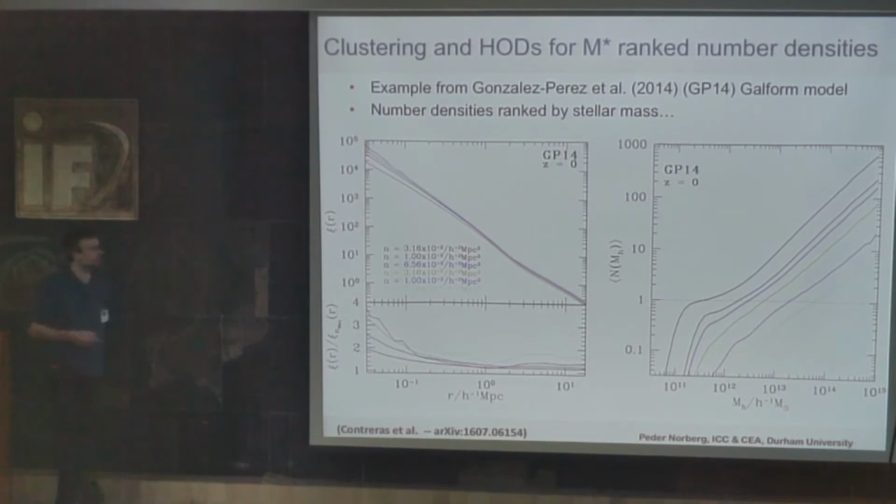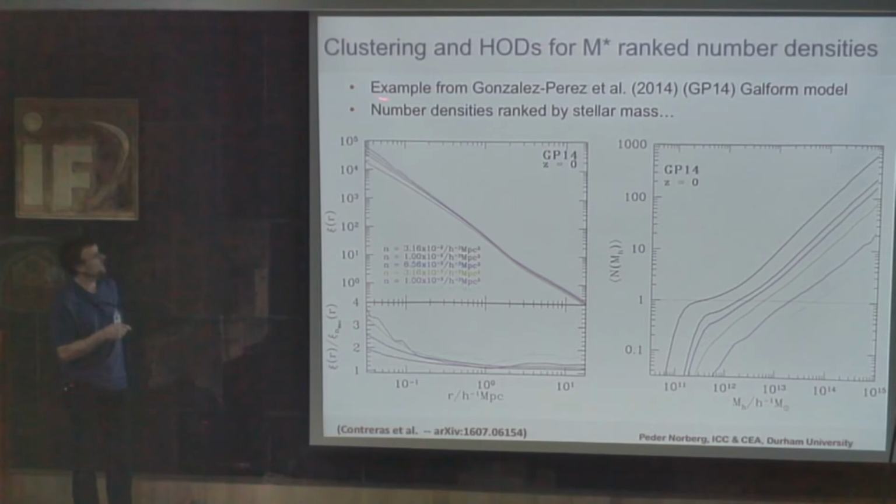So this is work done by Sergio Contreras, recently posted on arXiv. We've been looking at the clustering and the HODs for M-star, stellar mass ranked number densities. And I just want to make sure it's stellar mass ranked number densities, because we're going to come to that later on towards the end of the presentation here.